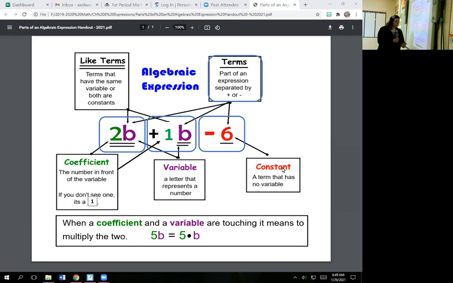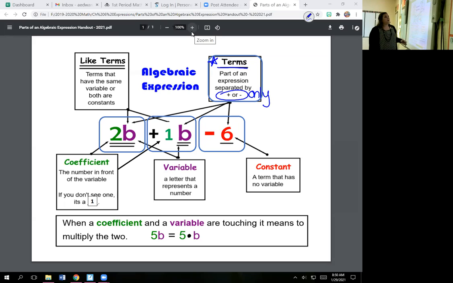Okay? Terms are separated only by addition or subtraction. If you just write down terms, terms is where you cut it when you see only addition or subtraction, or in this case, we talked about positives and negatives. So we now should know that a plus sign is also a positive in algebra, and a negative sign is also a subtraction sign in algebra. Very, very important.